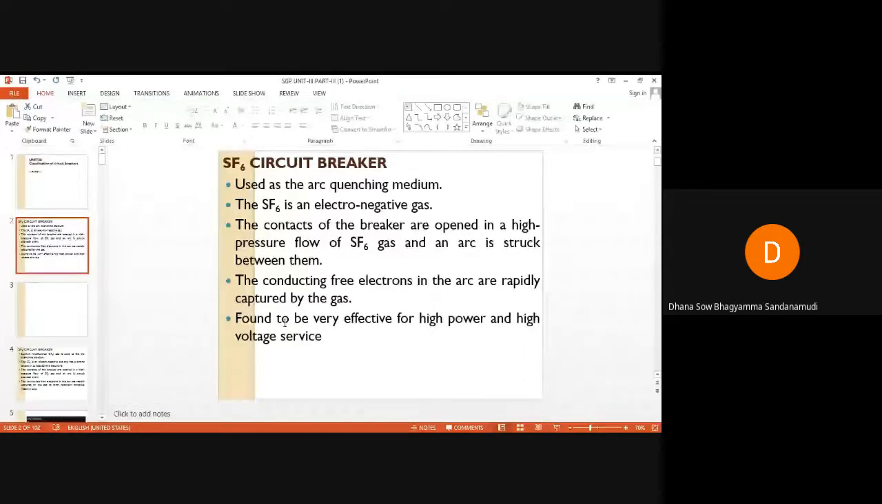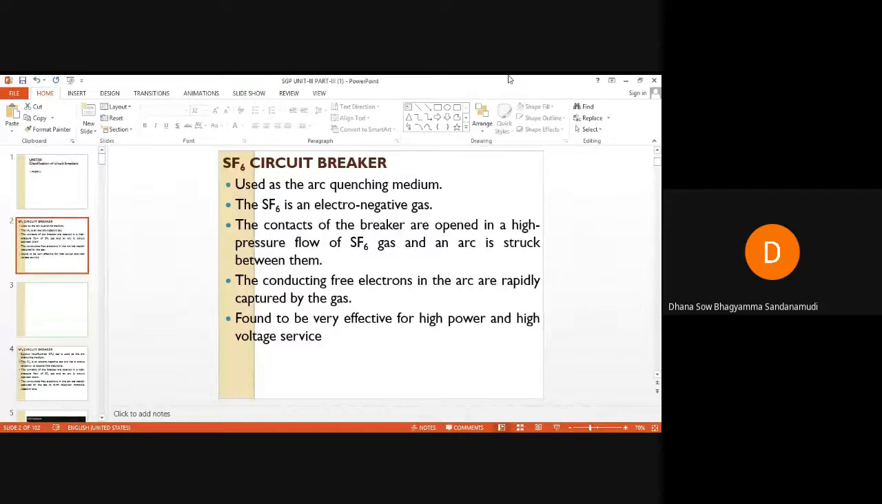Okay. So the next topic is the SF6 circuit breaker. The SF6 circuit breaker is a circuit breaker in which the circuit breaker contacts are placed in a medium. That medium is sulfur hexafluoride gas. So in this SF6 circuit breaker, the contacts are placed in SF6 gas.